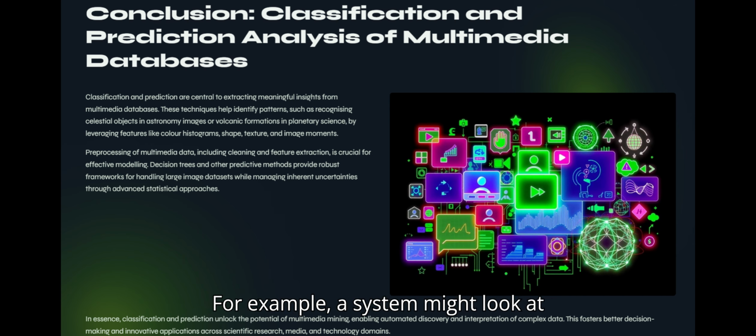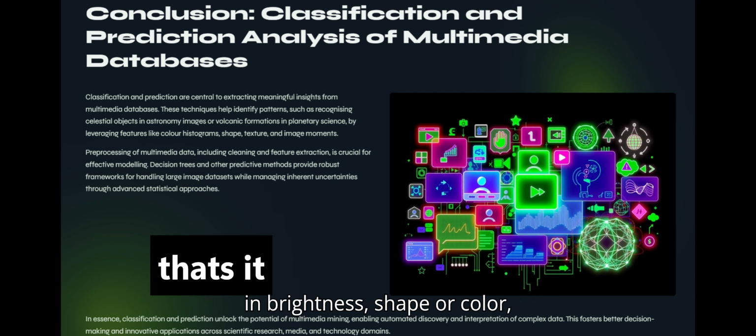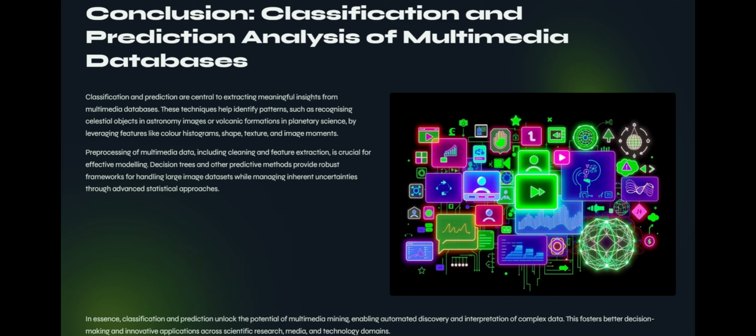For example, a system might look at satellite images and classify whether it sees a volcano, a cloud, or a mountain, based on shapes, colors, or textures. Example: in astronomy, AI can analyze space images to detect planets or stars by identifying patterns in brightness, shape, or color. Things that would take a human a long time to spot.